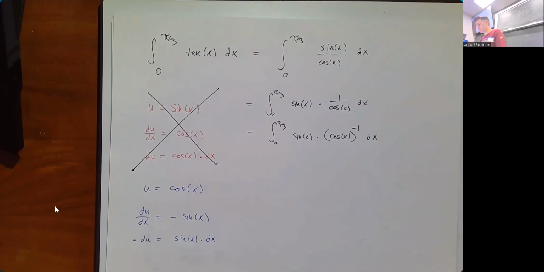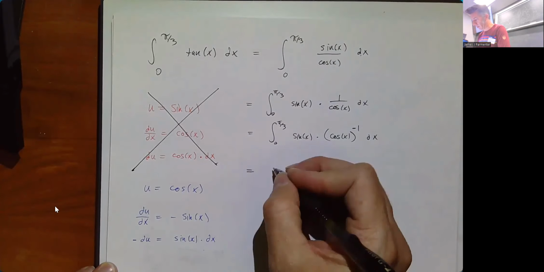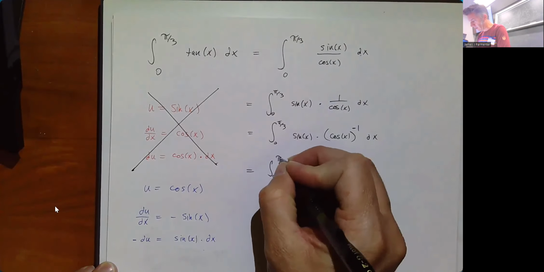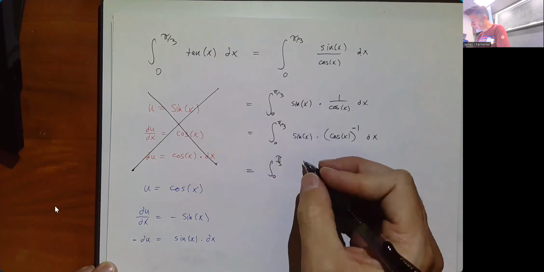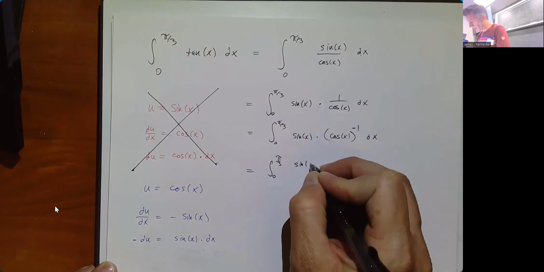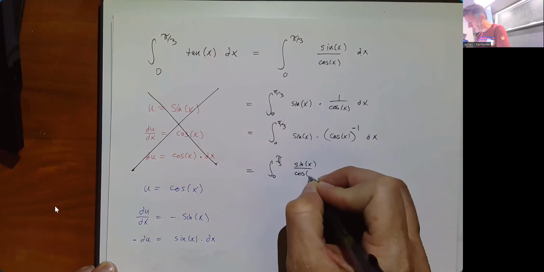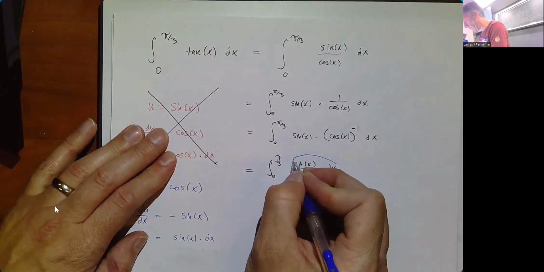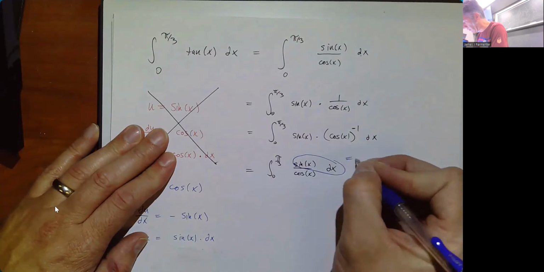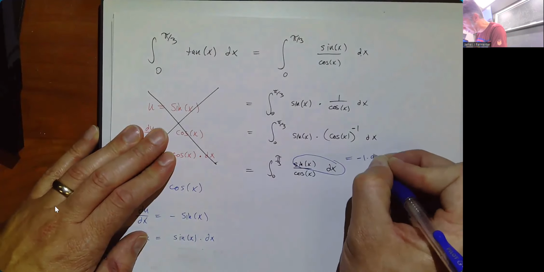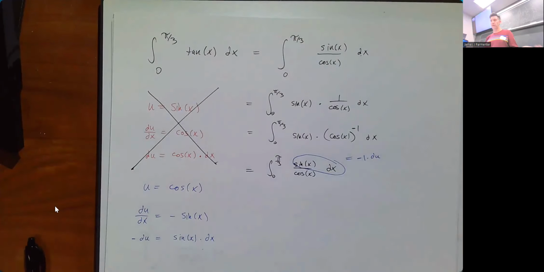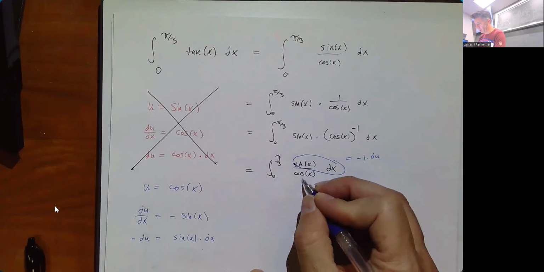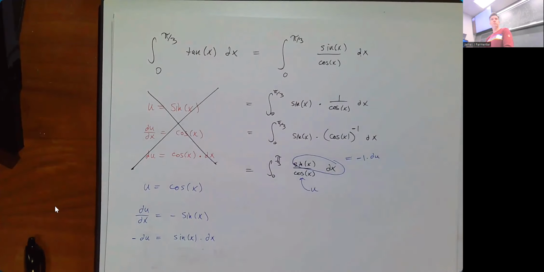Cool. So now I'm going to rewrite my integral from 0 to pi over 3. I'm going to write it back how it was, as sine of x over cosine of x dx. And then I'm going to say, okay, well, the sine of x times dx, that's equal to my -1 times du, or just negative du, whichever way you want to say it. And then my denominator there, that's just u.